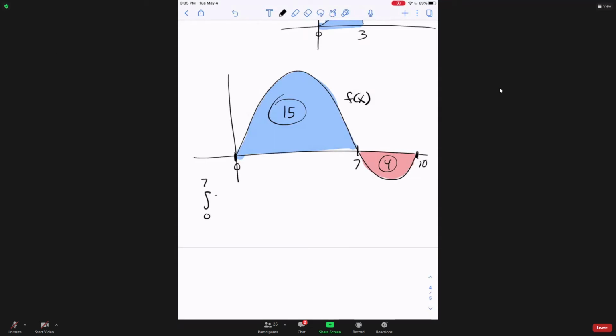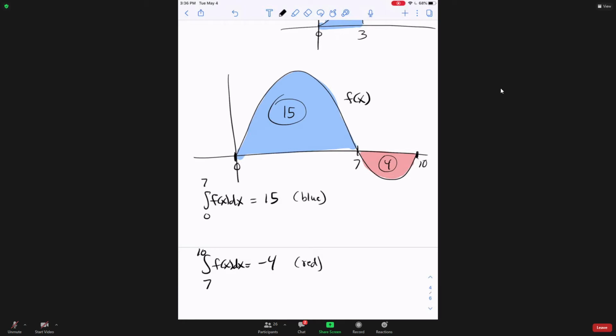to 7 of f of x, you'll get an answer of 15 because the area underneath the curve from 0 to 7 is 15 square units. That's the blue region. But if I were to ask you to integrate from, let's say, 7 to 10 of f of x dx, you would get an answer of -4. That's the red region, or close to red.